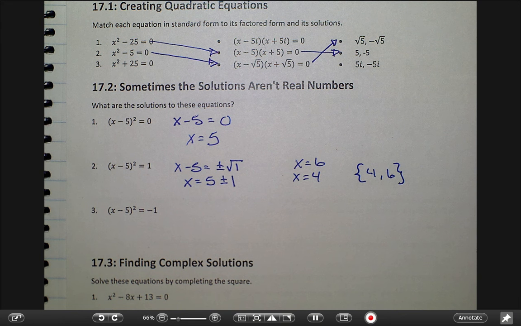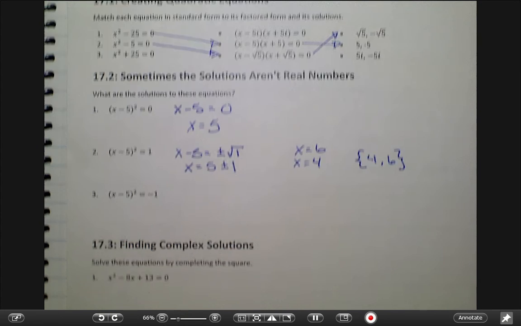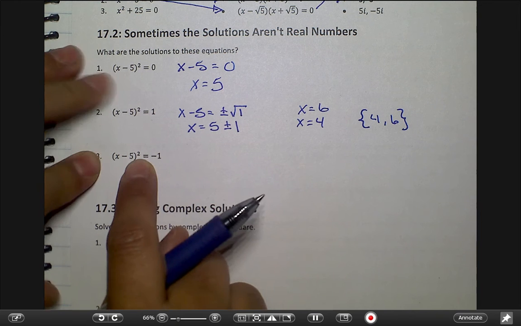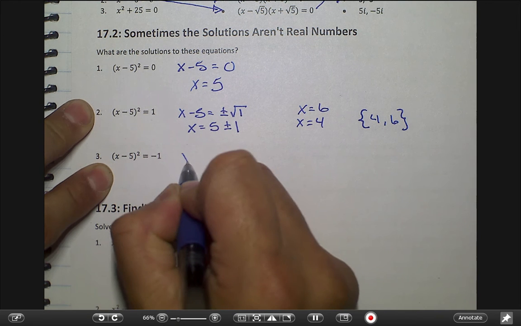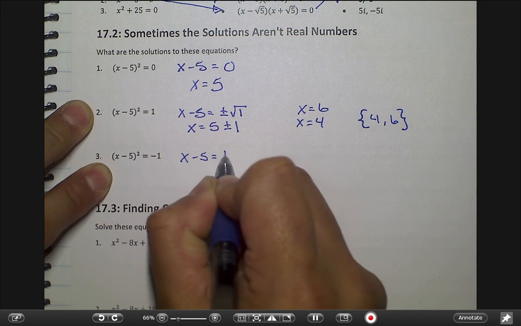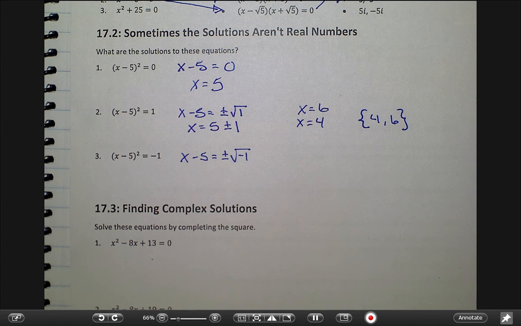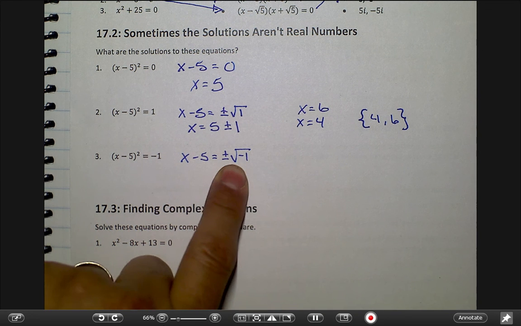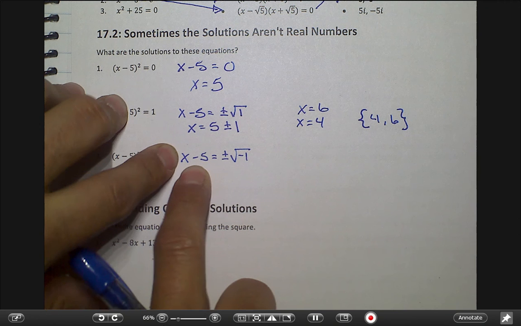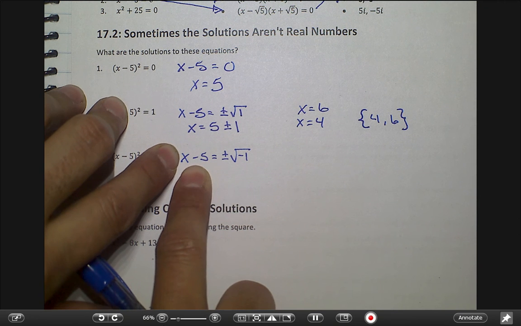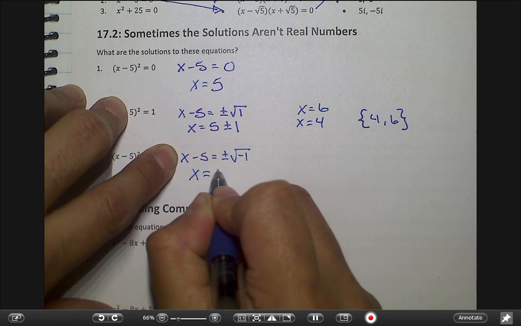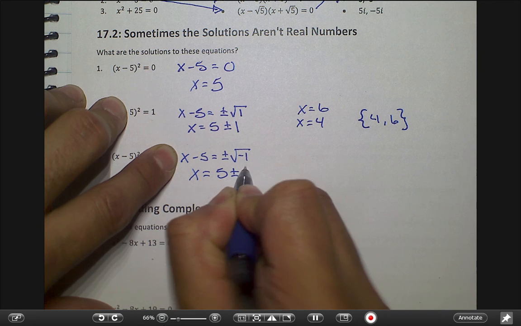Okay? Now, for this next one, same steps. So, square root both sides. x minus 5 equals plus or minus square root of negative 1. A little while ago, what did I say the square root of negative 1 is? i. So that's going to be an i, isn't it? Plus or minus i. And to get x by itself, I'm adding 5. x equals 5 plus or minus i.